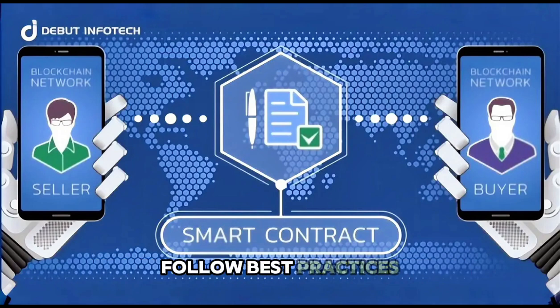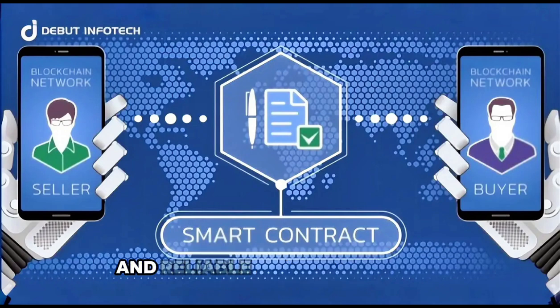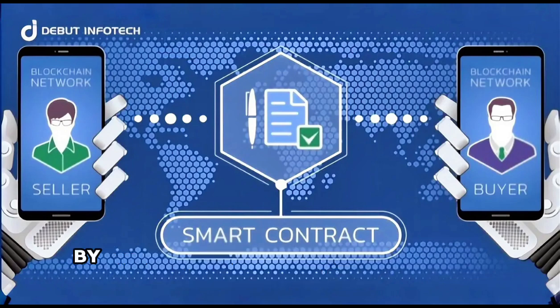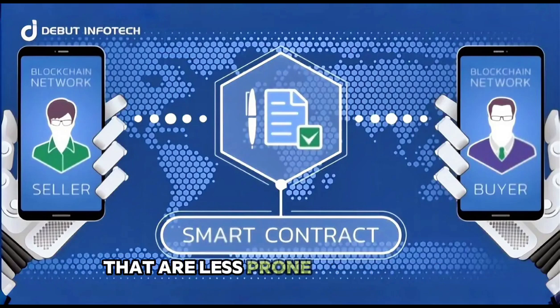Follow best practices. There are a bunch of best practices for writing secure and reliable smart contracts. Do your research and make sure you're following the latest guidelines. By following these tips, you can build smart contracts that are less prone to logic bugs and more likely to stand the test of time.